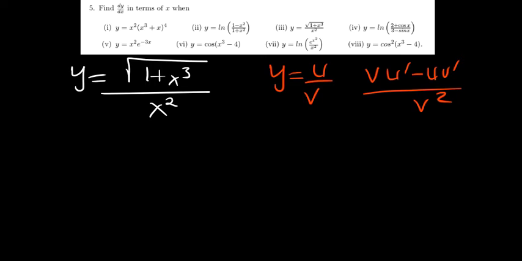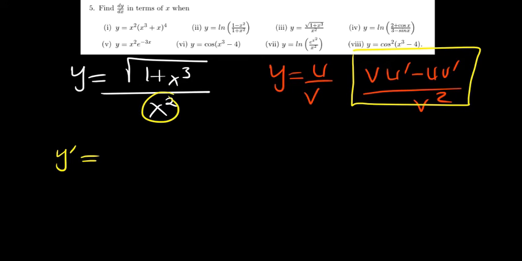If we let our u be what is on top, we can go on and substitute in the function. What is our v? Our v is the denominator, x squared. Now what is u prime? u prime implies you differentiate whatever is on top, because our u is equal to that. So our u is equal to the square root of 1 plus x to the power 3.